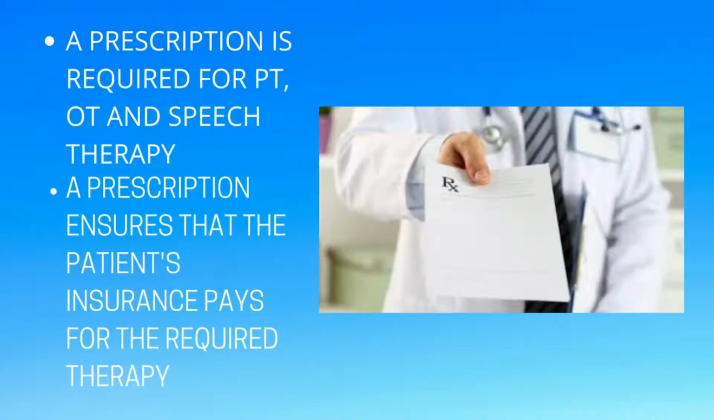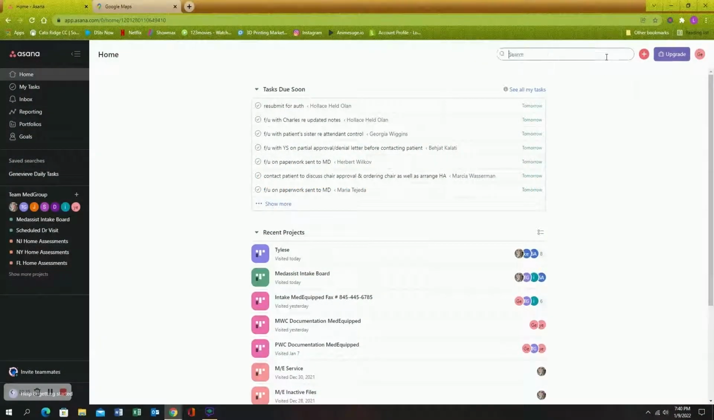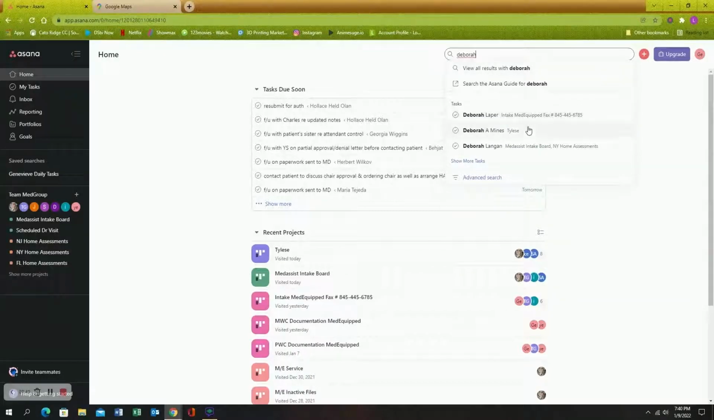In order to receive this type of therapy for a patient, the first step is to obtain a prescription from their doctor. This will ensure that their insurance pays for the therapy, because their doctor has requested it. Let's look at patient Deborah Mines. Navigate to the search bar at the top right of your Asana screen, and type in her name.